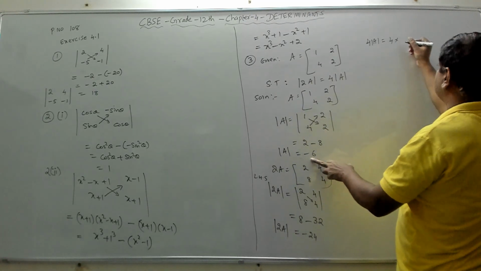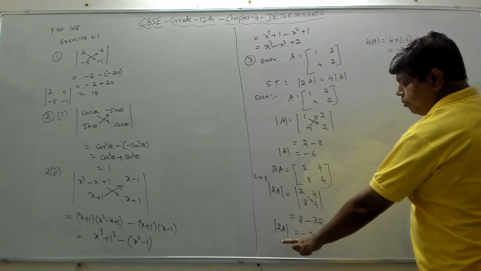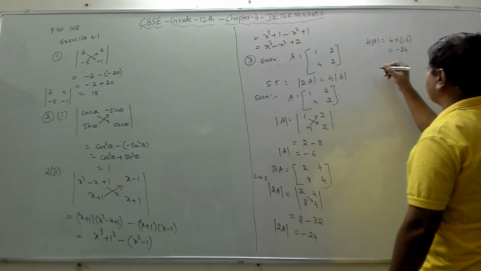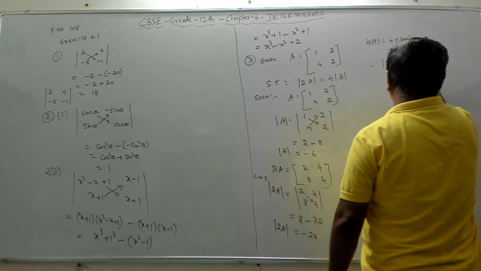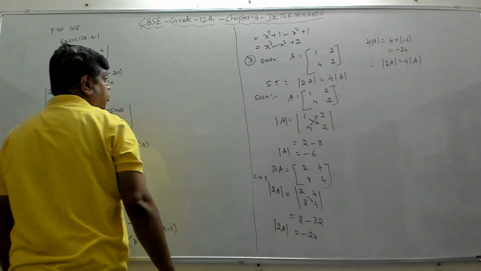Determinant of A is minus 6. 4 into minus 6 is minus 24. So your determinant of 2A is also minus 24, and your 4 times determinant of A is also minus 24. Therefore, determinant of 2A is equal to 4 times determinant of A.